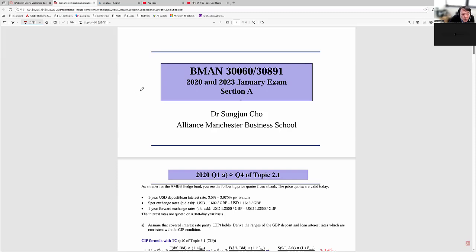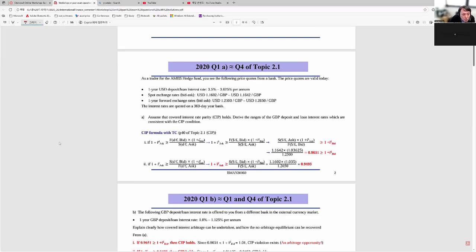I'm going to solve the 2020 and 2023 January exam Section A. So 2020 question 1A. This is based on question 4 of the topic 2.1 practice questions. As a trader for the AMBS hedge fund, you see the following prices. So we have the dollar bid rate and ask rate, and the spot exchange rate, bid and ask, and the forward exchange rate, bid and ask. These are given.